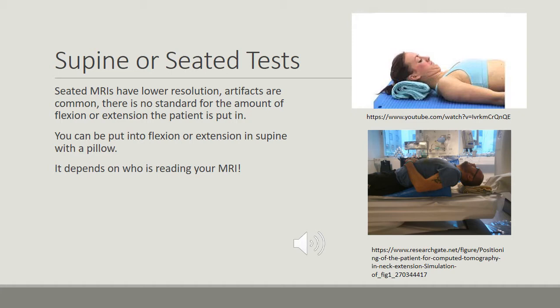Now, if you are doing a lying down MRI, they might, if you can see the pictures on the right hand side, put you into flexion or extension in that supine position on your back so that they can replicate those angles in that supine position. And it really depends on who's reading your MRI, if they are able to read those angles efficiently, if they are used to seeing those angles, or if you can take those tests that you've had done to a specialist that can read them for you.